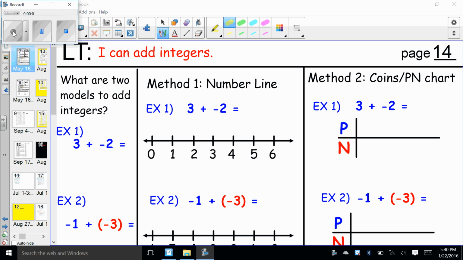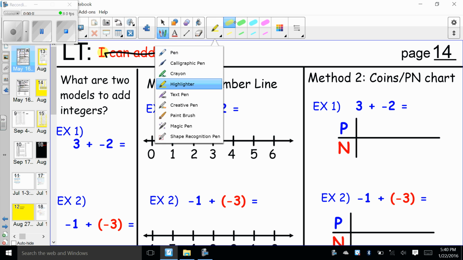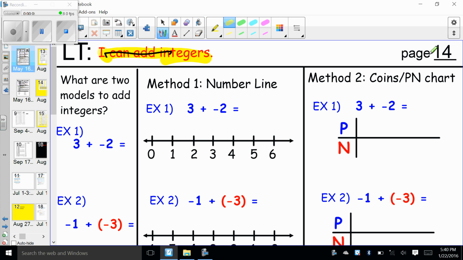Hey, seventh grade. So our learning target for today is that I can add integers. So we're going to talk about how do we add integers. We'll be on page 14 for our work today. All right, so we have two different ways that we can add integers.